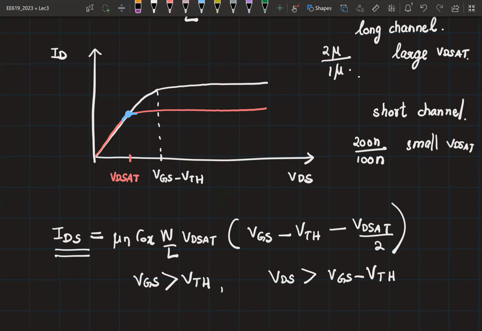We are writing for the velocity saturation region. It has to be greater than or equal to VDSAT. Because if I simply write VDS greater than VGS minus VTH, it is pinch off saturation. Right? Now we have one more constraint. We need to know the relationship between VDSAT and VGS minus VTH. Are you following? So we also need to ensure that VDSAT is smaller than VGS minus VTH.